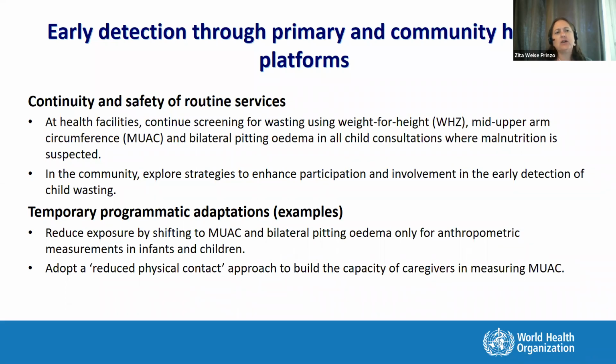There's a section on early detection of child wasting through primary and community health platforms. There might be temporary programmatic adaptations that are needed, for example, shifting fully to MUAC, where weight and height might not be possible to be measured. This again is explained in the document, what such settings are and what are the monitoring conditions that need to be in place.